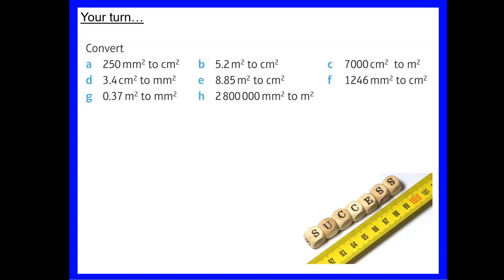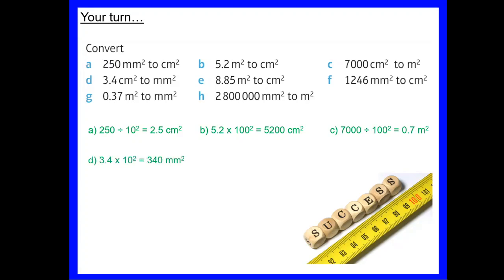Okay, let's have a look at the solutions for those then. So for A, you should have done 250 divided by 10 squared, which is 2.5 centimetres squared. B is 5.2 times 100 squared, which is 5,200 centimetres squared. Okay, for C then, we have got 7,000 divided by 100 squared is 0.7 metres squared. For D, 3.4 times 10 squared is 340 millimetres squared. For E, 8.85 times 100 squared is 88,500 centimetres squared. F, 1,246 divided by 10 squared is 12.46 centimetres squared.